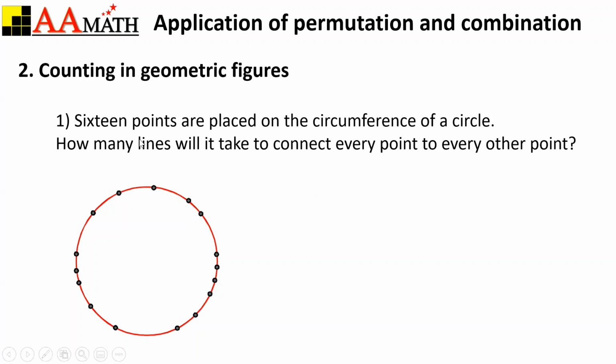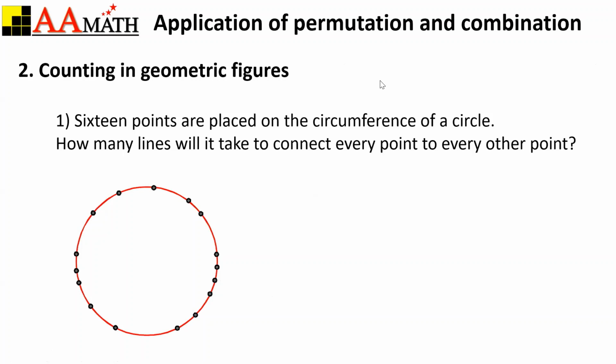All right, so counting in geometry figures. I think we are familiar with this one, right? 16 points are placed on the circumference of the circle. How many lines will it take to connect every point to every other point? We see this a lot, right?